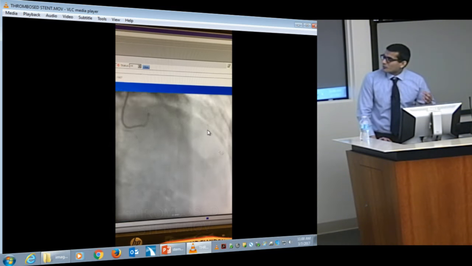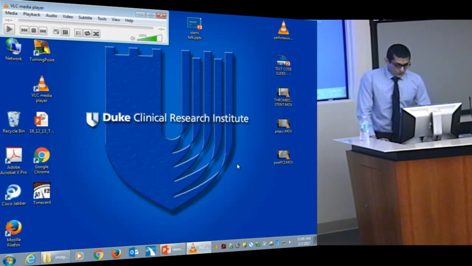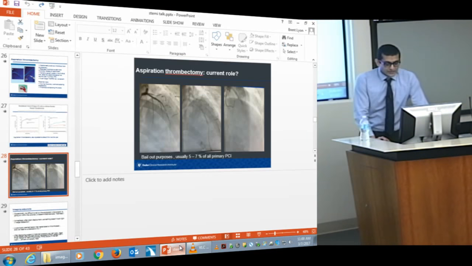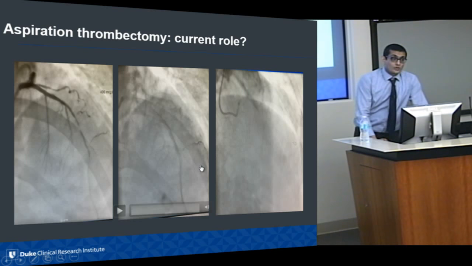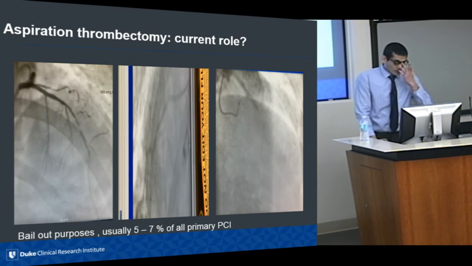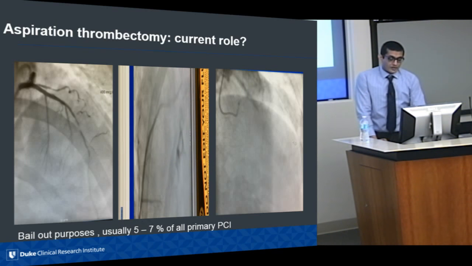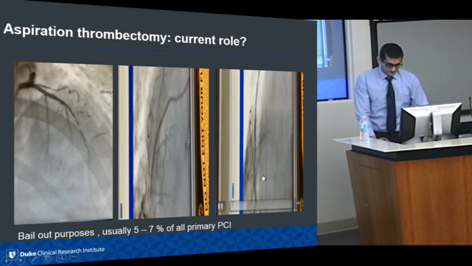You can see all this bubble-like material within the stent. And so in situations like this, where we know that the procedure was fine, we know what the culprit for the stent thrombosis is, aspiration thrombectomy may play a role, where you're able to suck out some of this clot. And so we generally use it for bailout only, and that's in about 5 to 7% of the time.